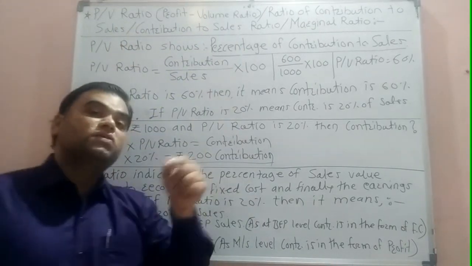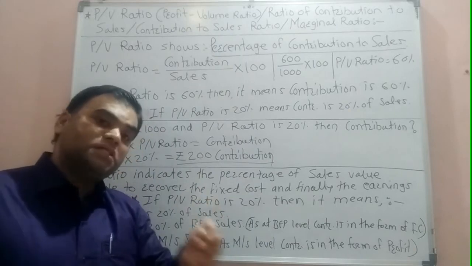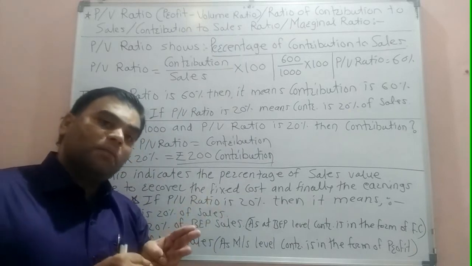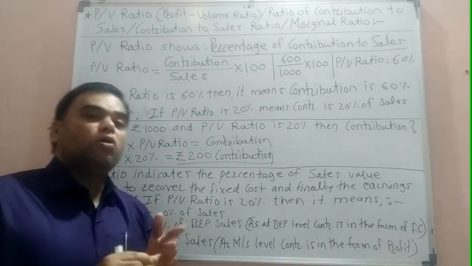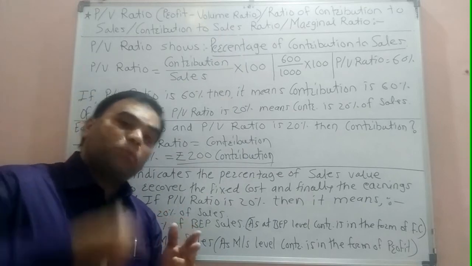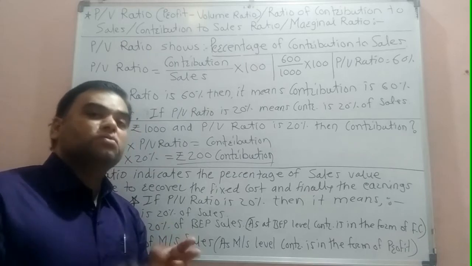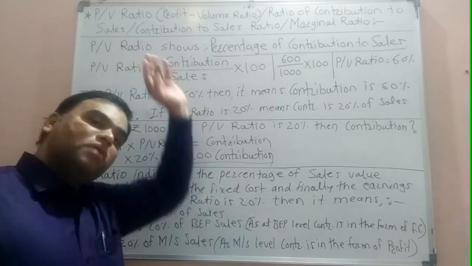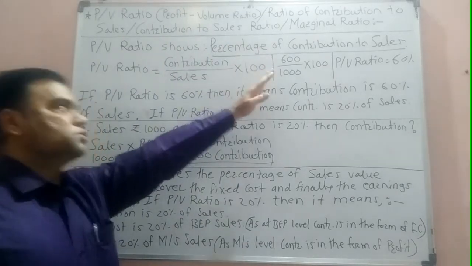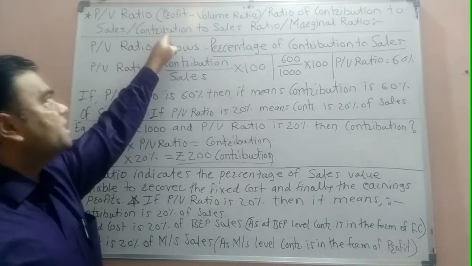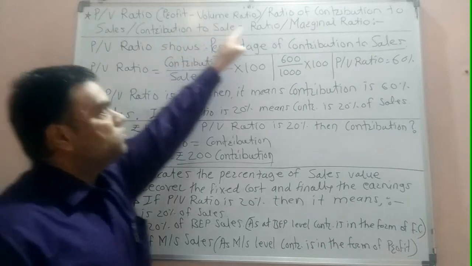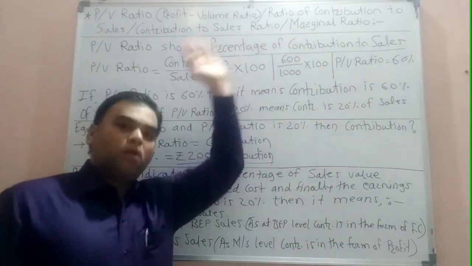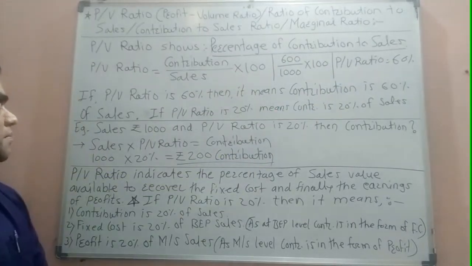Why is it called profit volume ratio? Because it is contribution which recovers fixed cost, and once the complete fixed cost gets recovered, all contribution takes the form of profit. That's why contribution to sales ratio is also known as profit to sales ratio, and popularly known as profit volume ratio. But technically it is contribution to sales ratio, which is also called marginal ratio or contribution ratio.